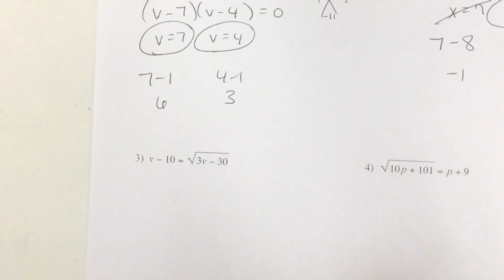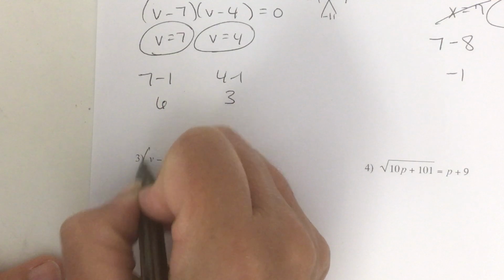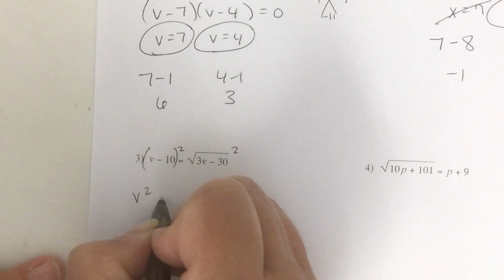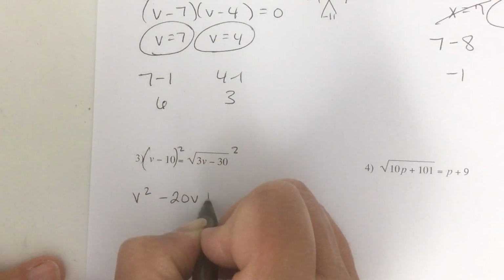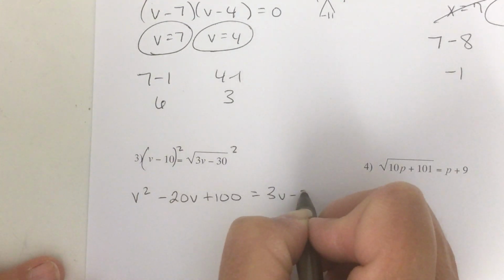So if you feel like you know what you're doing, you can pause the video and try this one. I'm going to go ahead and work it. So you square both sides. So you have v squared minus 20v plus 100. That gives you 3v minus 30.